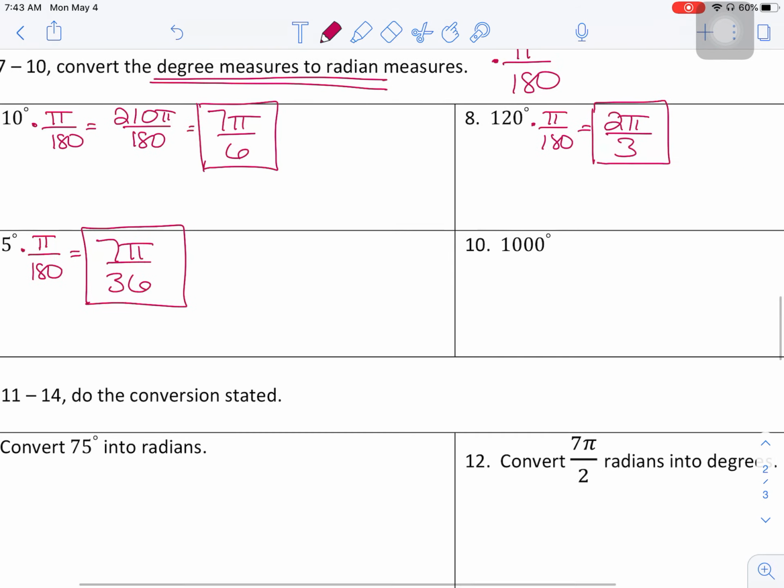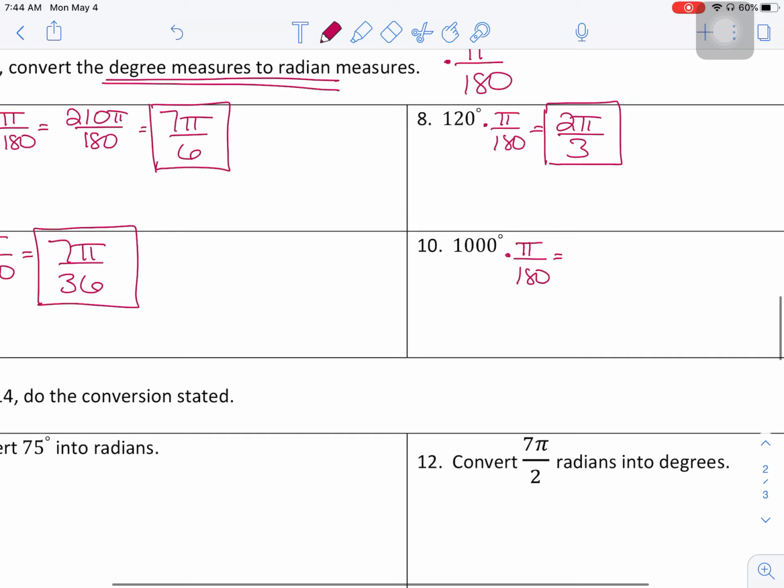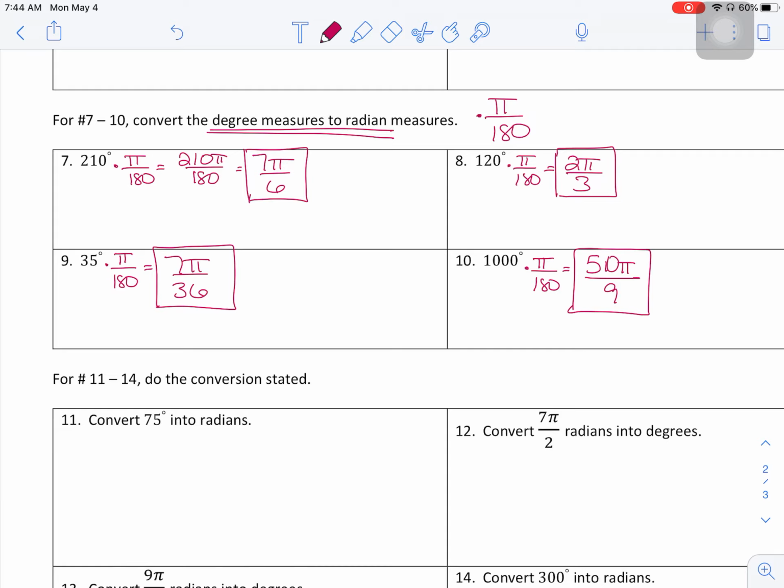Problem number 10. Yes, by the way, you can have a 10,000 degree angle. It is totally possible. All right. Times pi over 180. So 10,000 divided by 180, and I'm going to convert it to a fraction. So this is going to be 50 pi over 9. All right, and those are all my radians.